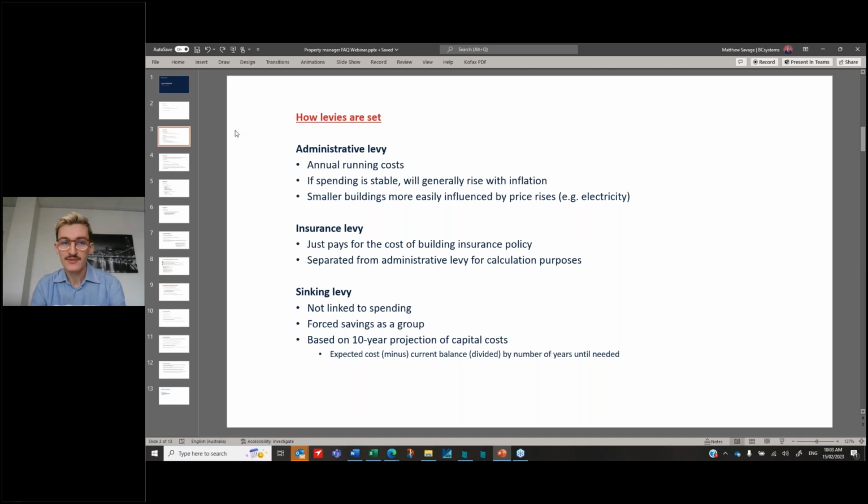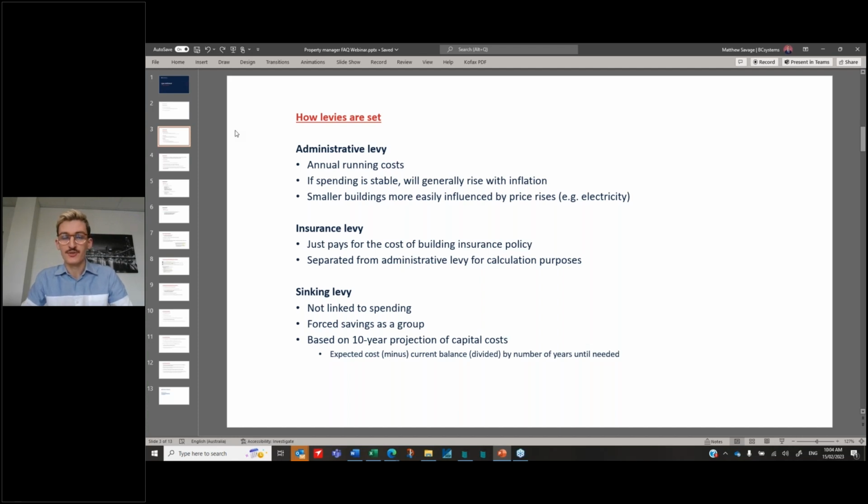Now, all levies in Queensland follow 3 different categories: the administrative fund levy, the sinking fund levy, and the insurance levy. They each have their own questions, I guess. For the administrative fund levy, the questions we get about that are very different to the sinking fund.